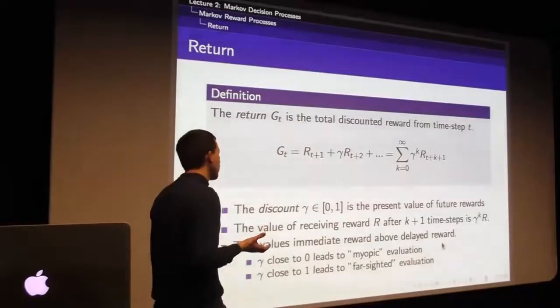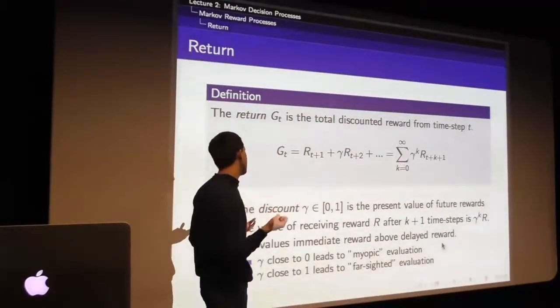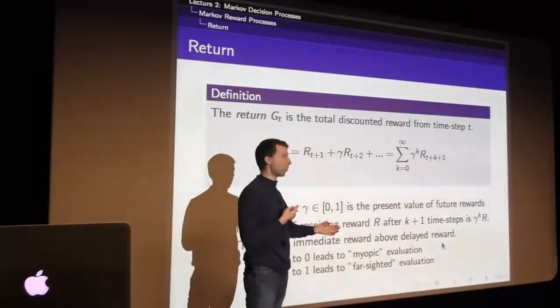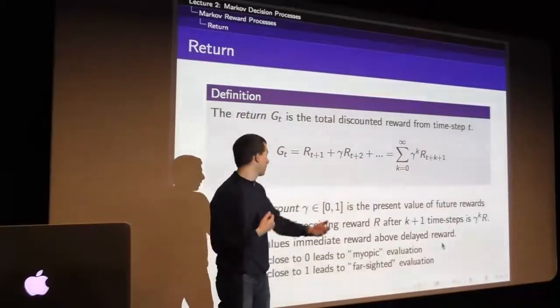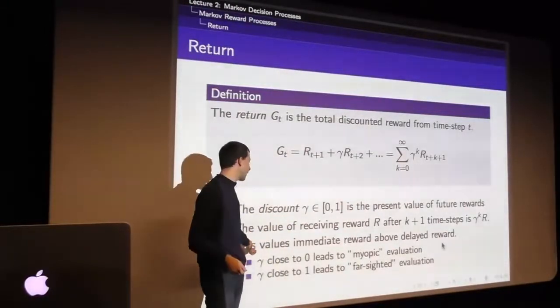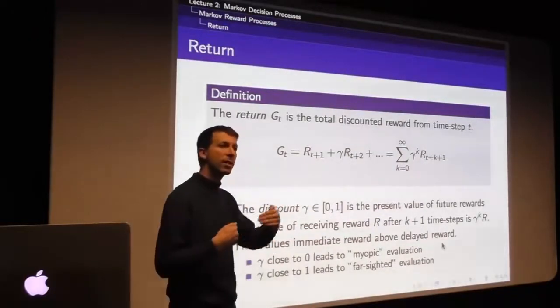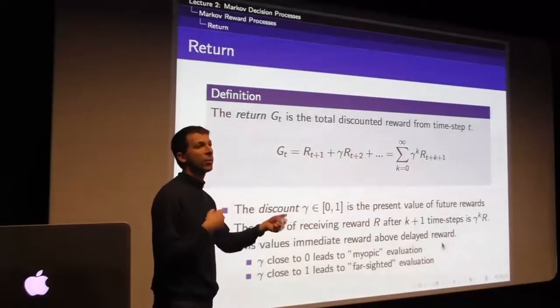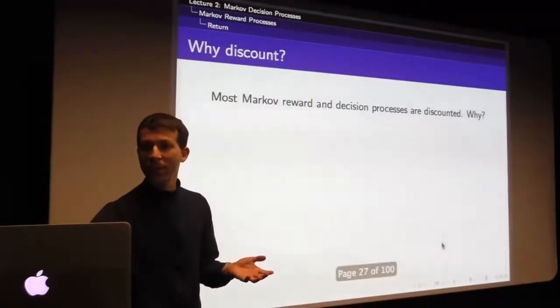So really, why should we do this? We're somehow introducing a judgment here, which is that we prefer short-term reward to delayed reward. We prefer reward now to reward later. And the amount that we prefer reward now to reward later is given by gamma. So the closer it is to 0, the more we prefer reward now, and the closer it is to 1, the more indifferent we are to when those rewards arrive. So why should that be? That was essentially the question. Why should we do that?